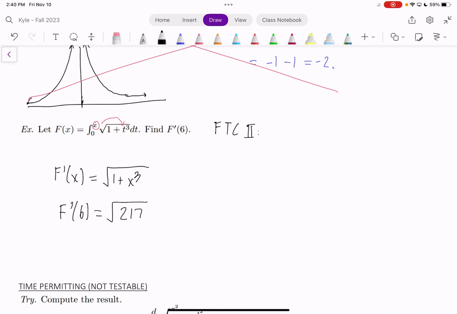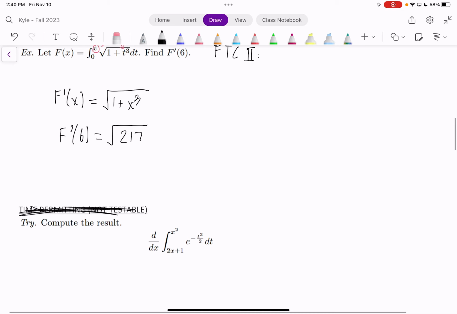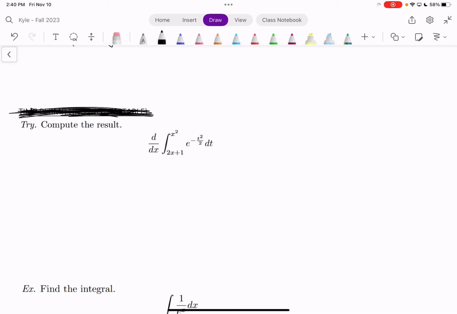So that example seems pretty easy, or not too bad. By the way, I wrote that it's not testable. This is absolutely testable, so I'm just going to scroll this out. That was a mistake. But my question for you all is, let's try and compute this result here. Let's find the derivative of the integral from 2x plus 1 up to x squared of e to the negative t squared over 2 dt. Okay, take another minute, discuss with a neighbor, and we'll convene.